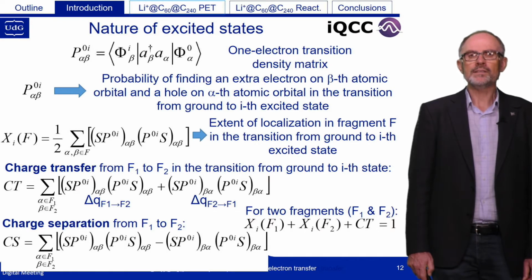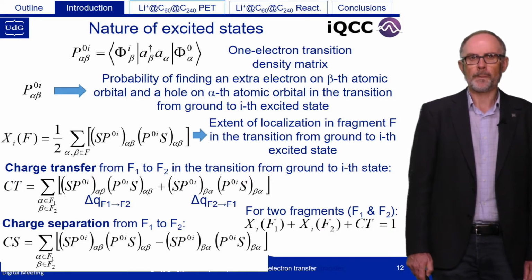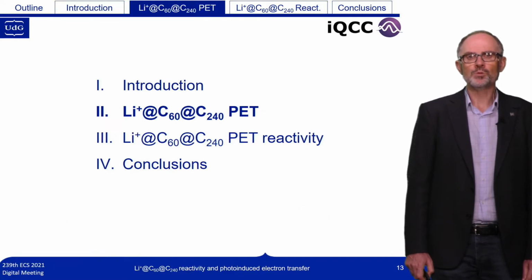From this quantity and the overlap matrix, we can compute the extent of localization in fragment F in the transition from the ground to the excited state, XF, and also the charge transfer and charge separation. Now let's move to the results of the photoinduced electron transfer processes in C60@C240 carbon nanoonion and its lithium plus doped counterpart.